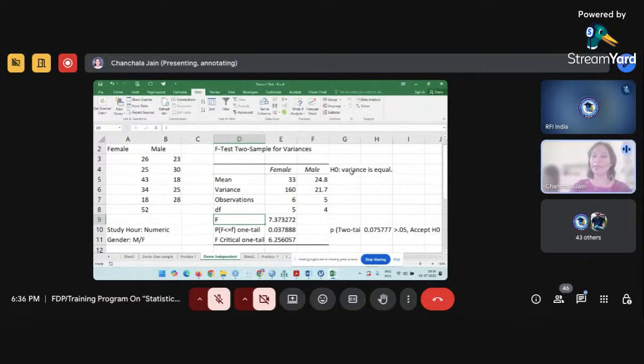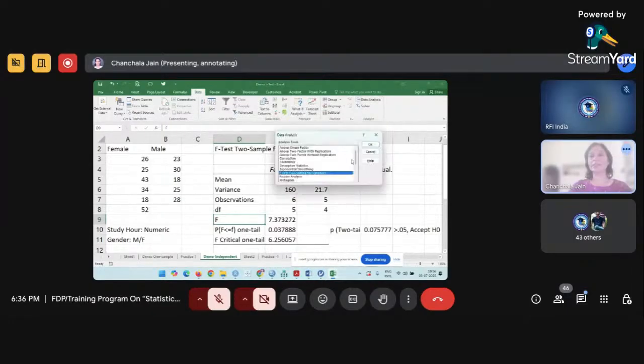So now it is clear. We will go for the equal variance t-test. Clear? Now go again to the Data Analysis toolpak. Going down, select t-test: Two-Sample Assuming Equal Variances. Select this one and click on OK. Everyone has located this.